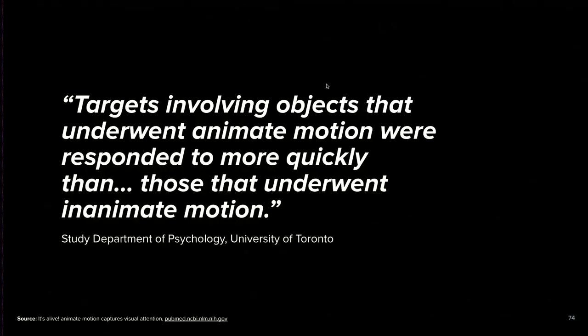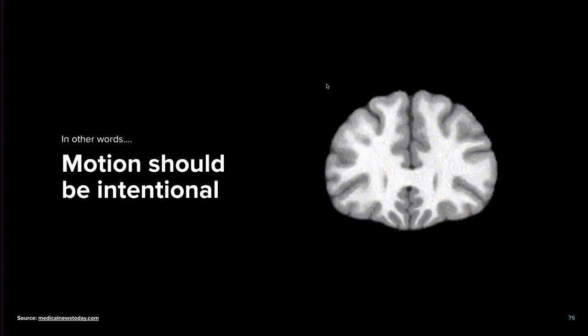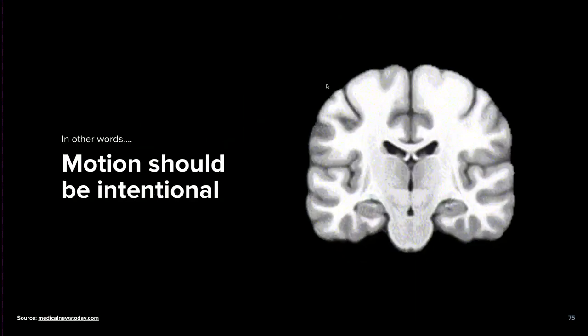And so the University of Toronto did a study which showed that when people see objects that move, they interact with them much more quickly than with ones that didn't. So motion is really important. However, all motion should always be intentional.